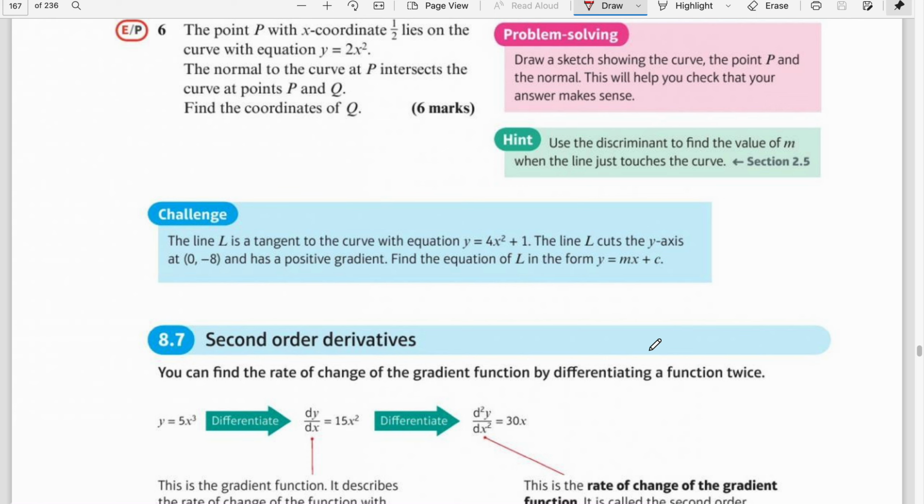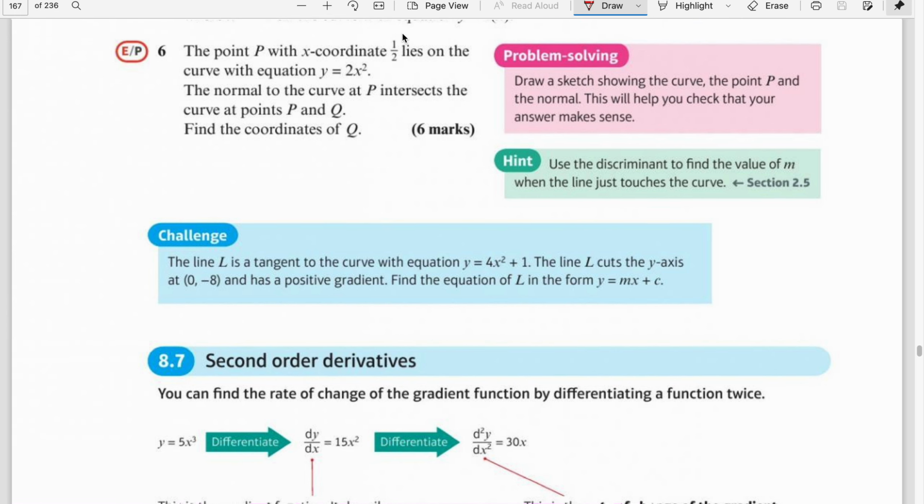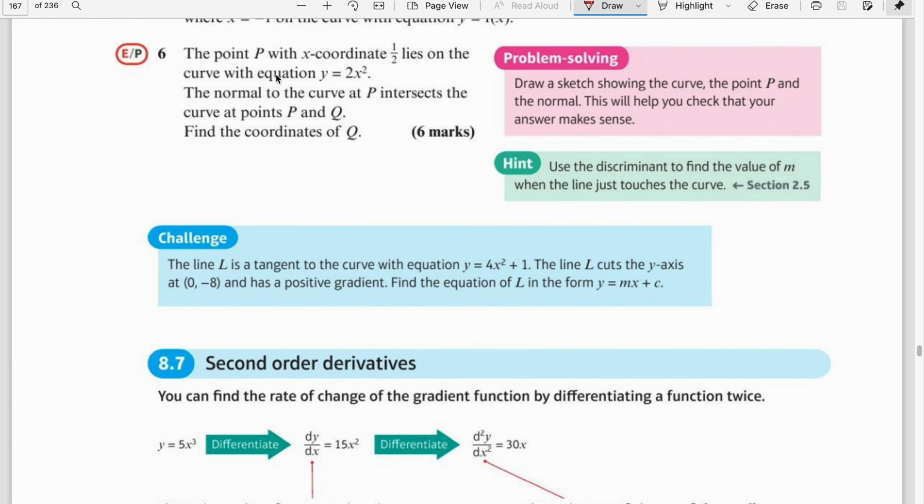Question number 6. The point P with x coordinate 1 by 2 is on the curve with this equation. The normal to the curve at P intersects the curve at points P and Q. Find the coordinates of Q. So we need the equation so we can solve them simultaneously.